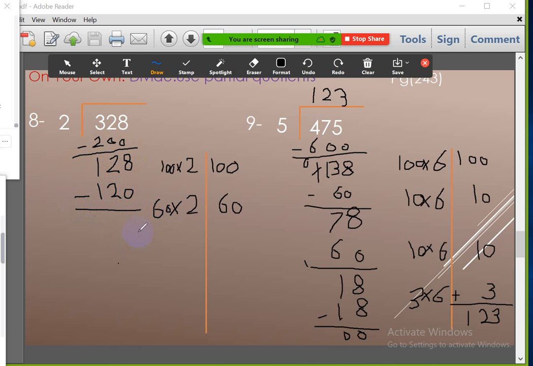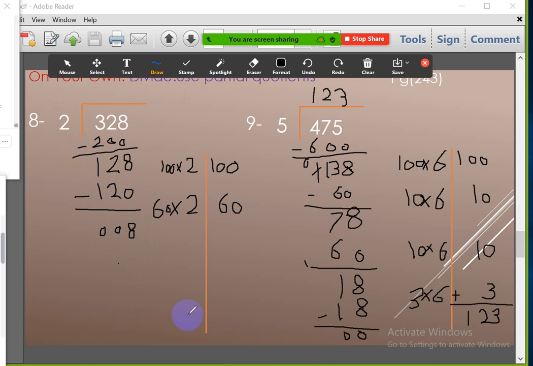8 minus 0 equals 8. 2 minus 2 equals 0. 1 minus 1 equals 0. Now, the number left with me is 8. Can I divide 8 by 2? Yes, I can. 8 is greater than 2.